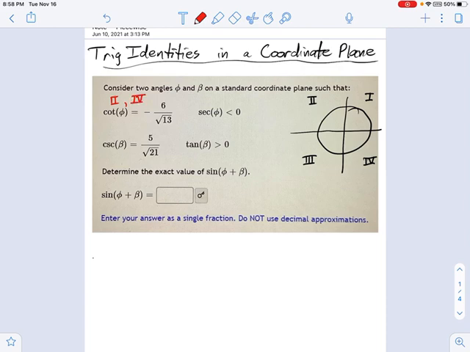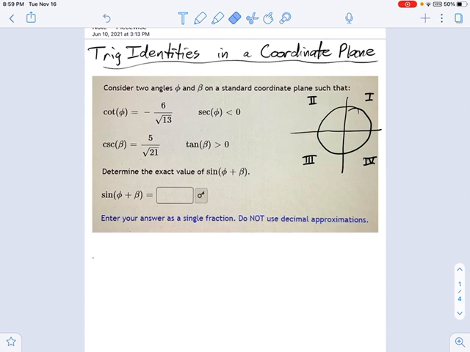Well, where is secant negative? If you remember, secant is related to cosine. It's an inverse relationship, or a reciprocal relationship, I should say. So if secant is negative, that means cosine is also negative, and that means we're on the left side of this unit circle. So which quadrant can it be, 2 or 3? Well, it can't be 4, so it has to be quadrant 2. That's how you figure out this location of the angle.